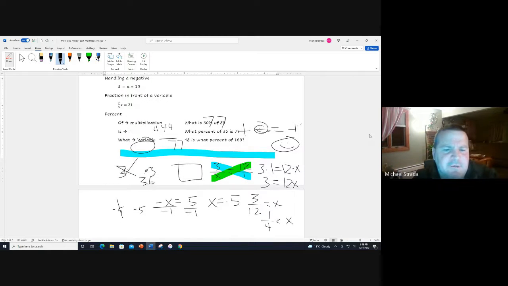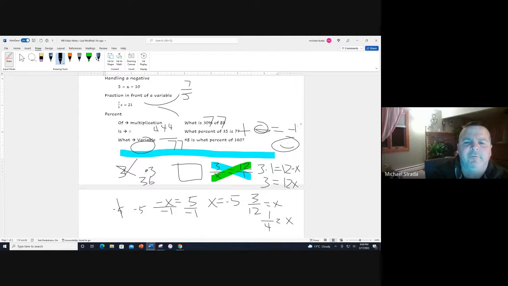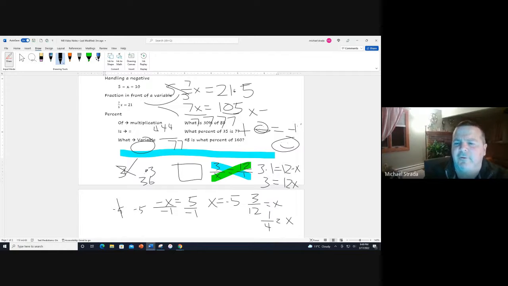When you have a fraction in front of the variable, like 7/5 x equals 21, you can handle it two ways. One way is in two steps. 7/5 is read as 7 divided by 5, so we can multiply both sides by 5. That cancels out the 5s. You're still going to have the 7. 7x is 21 times 5, which is 105. You then divide by the 7, and you get your final answer, which is 15. So x equals 15.